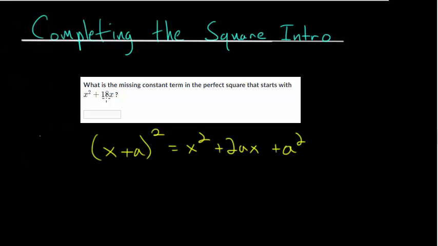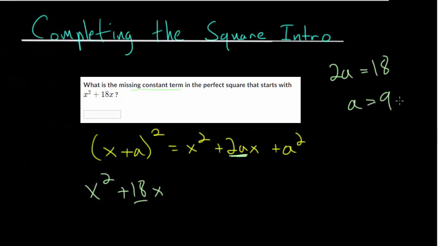So let me rewrite what we have. We have x squared plus 18x. And we're not solving for anything. We're just trying to figure out the missing constant term so that we can turn this into a perfect square. So notice that the coefficient on x is this 2a, and the coefficient on x in our problem is 18. So 2a and 18 are the same, or in other words, a is 9.